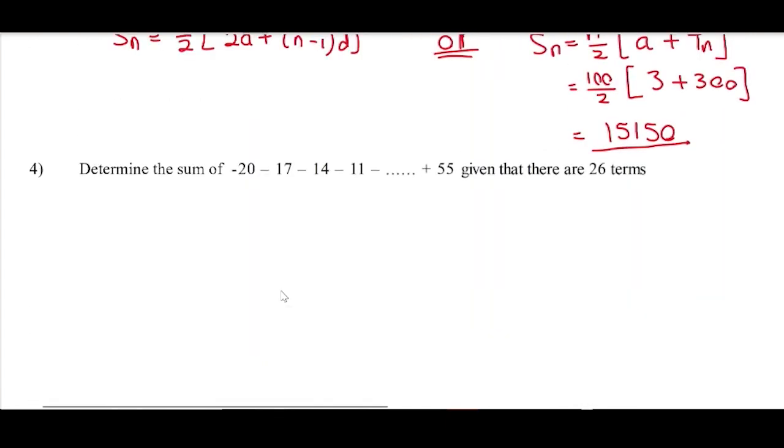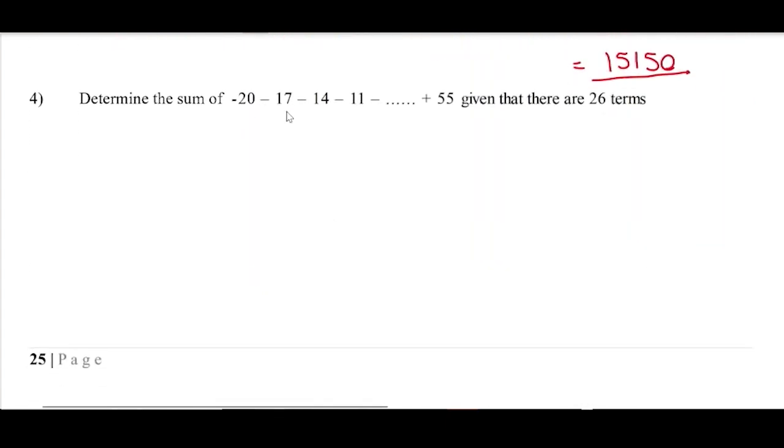Right, this next one, again, I could use the quick formula, or I could use the standard one that I've been given. I could use the first plus last, because I know that there are 26 terms. In fact, let's do that. The sum of 26 terms here is going to be 26 over 2, A is the first term, plus Tn, the last term. And here I get a final answer of 455.